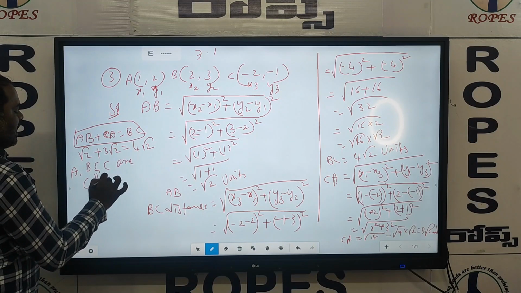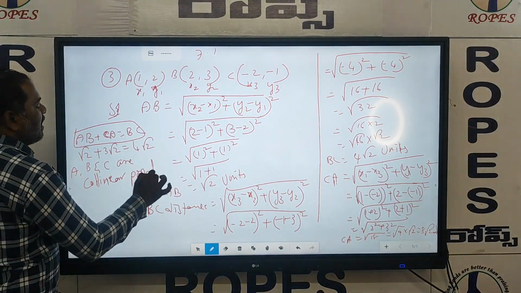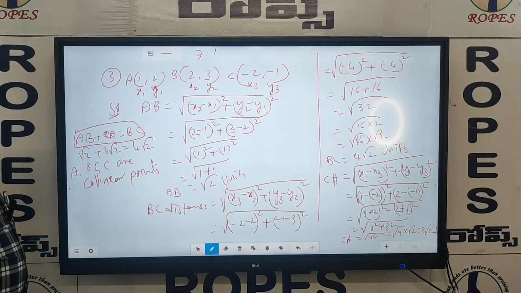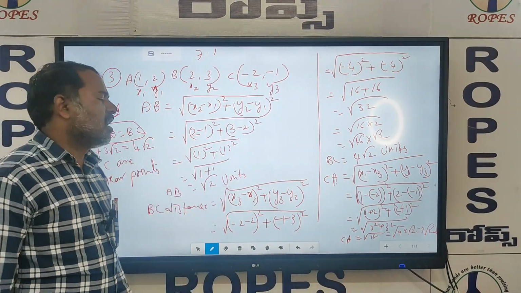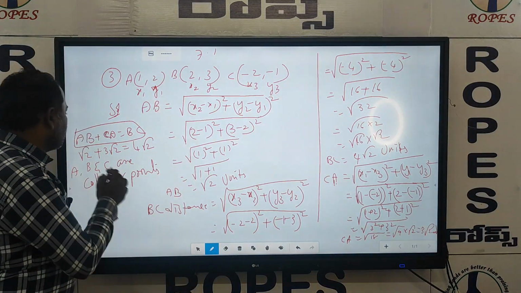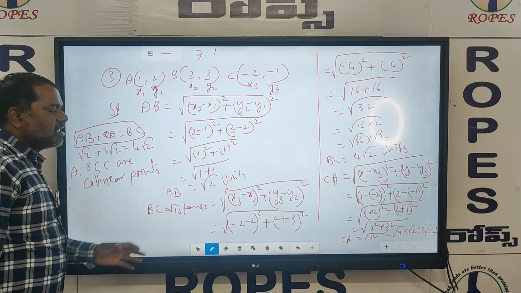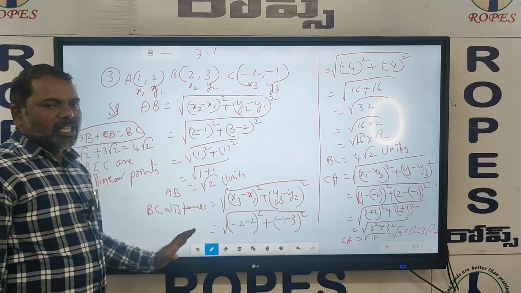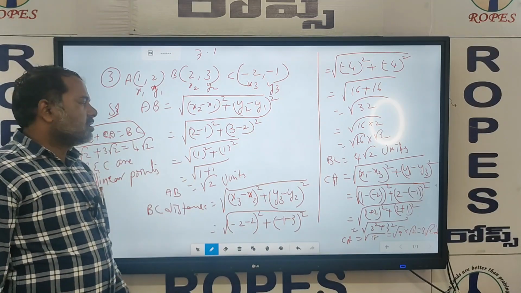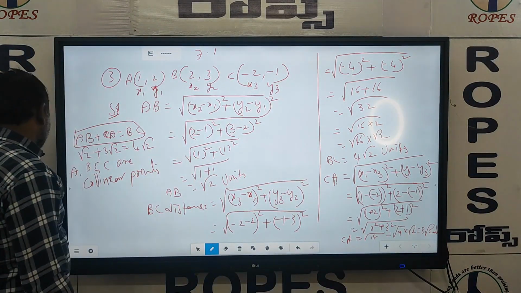When it is coming like this, collinear, then we can write this. So here (1, 2), (2, 3) and (minus 2, minus 1) are collinear points because the sum of two distances is equal to the third distance. This is the way to find whether the given points are collinear or not. This is the method. Next we will see another question.